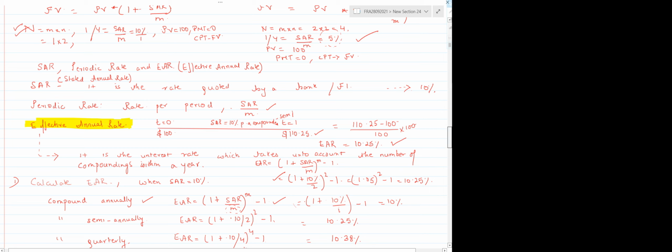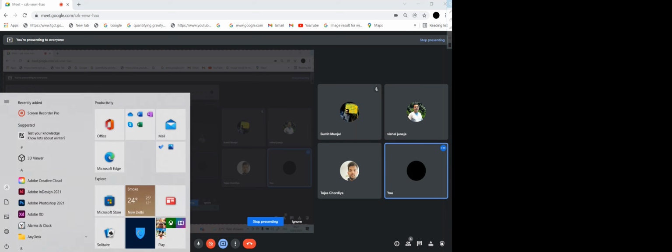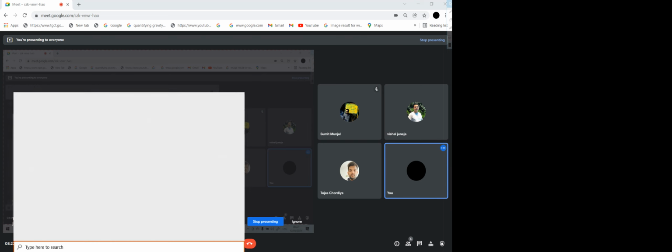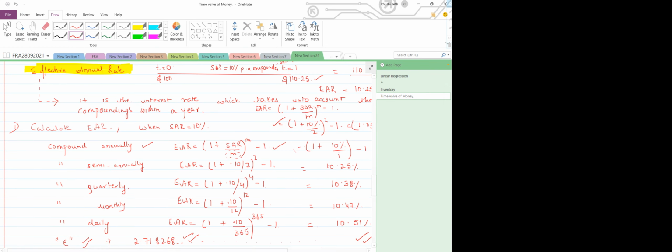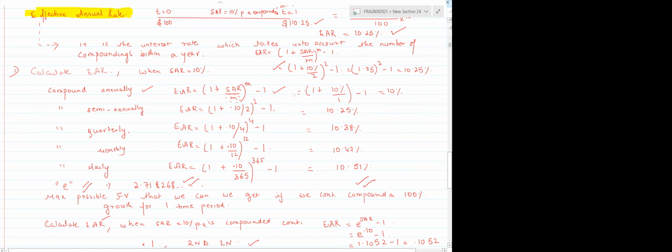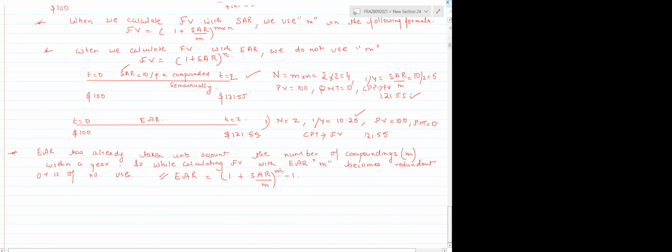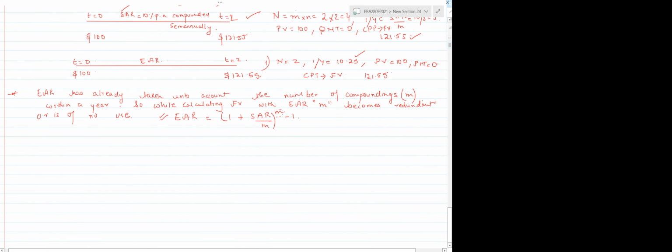Okay, so I had basically classified this reading into three heads. This OneNote is acting as if it's haunted. It's not scrolling down. Let me just restart this. After the class, Vishal, I'll share the PDF of the OneNote.